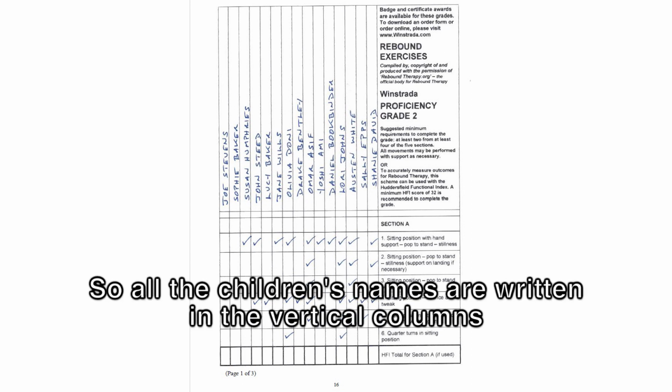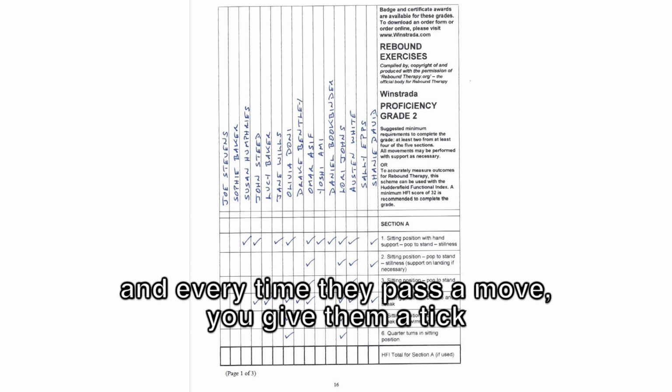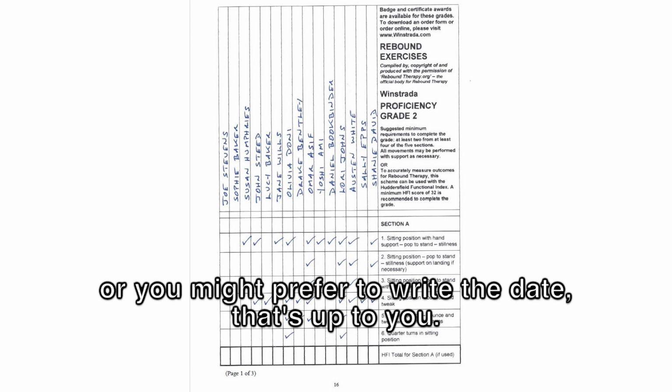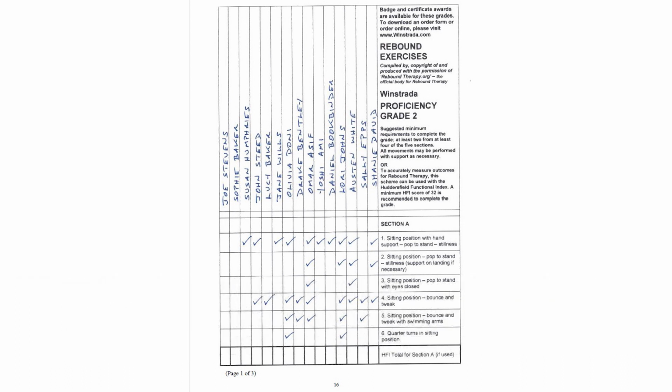So all the children's names are written in the vertical columns, and every time they pass a move, you give them a tick, or you might prefer to write the date, that's up to you. And when they've got the required number of passes, you can say they've completed that grade, and you can give them their badge and certificate. So that's very simple and straightforward, isn't it? I think most people are familiar with that type of record keeping. Does that sound reasonable to you?